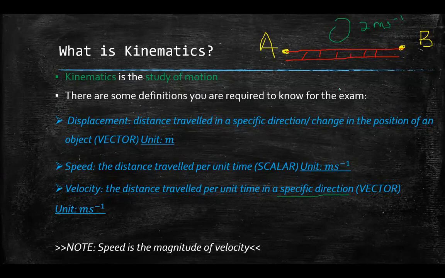Well, on my diagram here, speed would tell me, okay, this body is moving 2 meters per second. But velocity would tell me this body is moving 2 meters per second to the right. Or you might say forward if it's a car that you're dealing with. Do you understand that? The difference between speed and velocity?